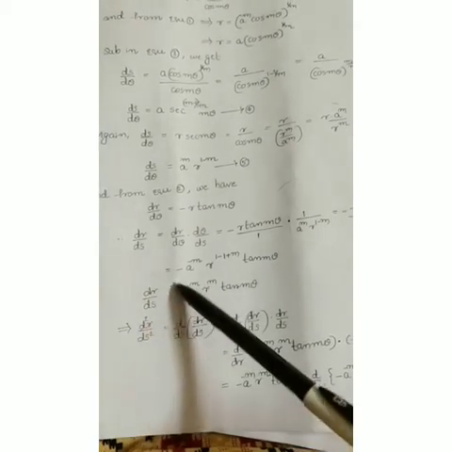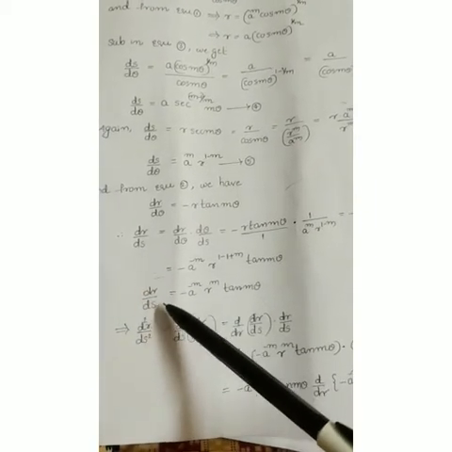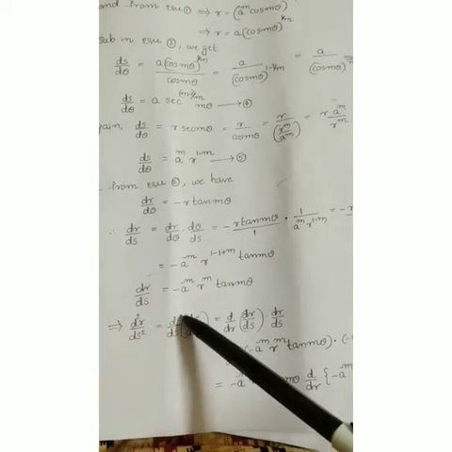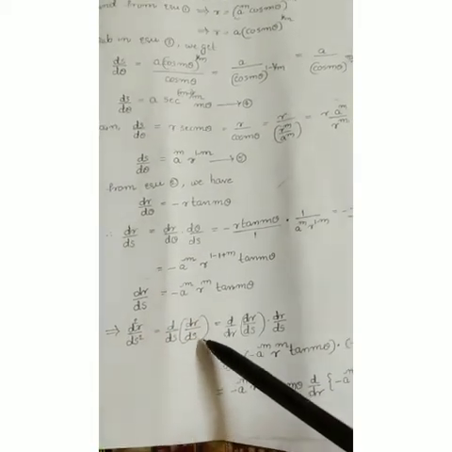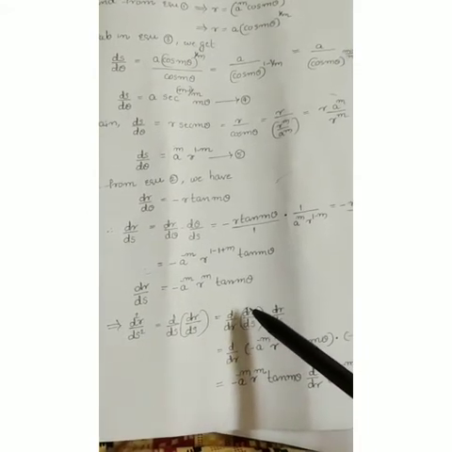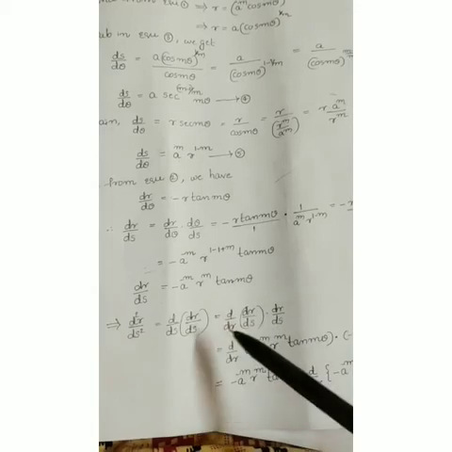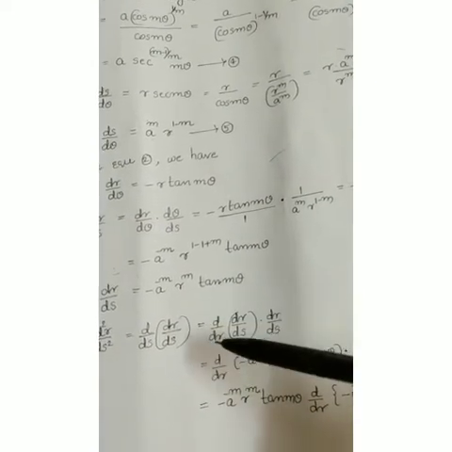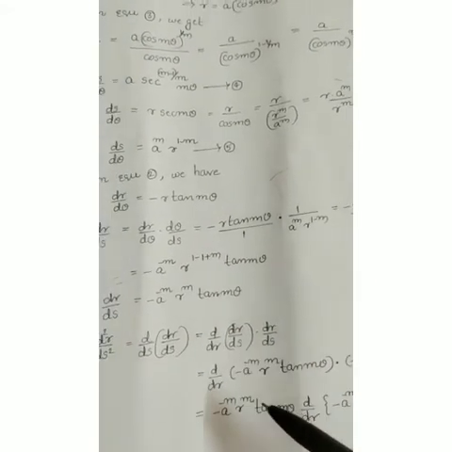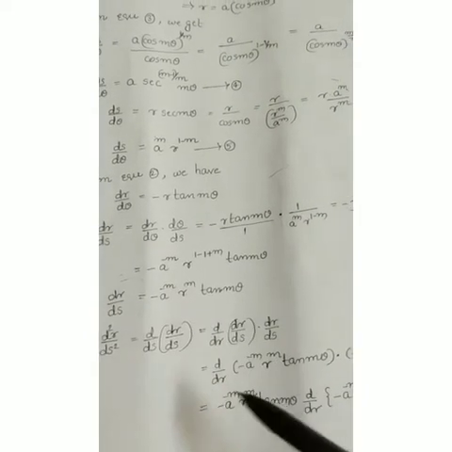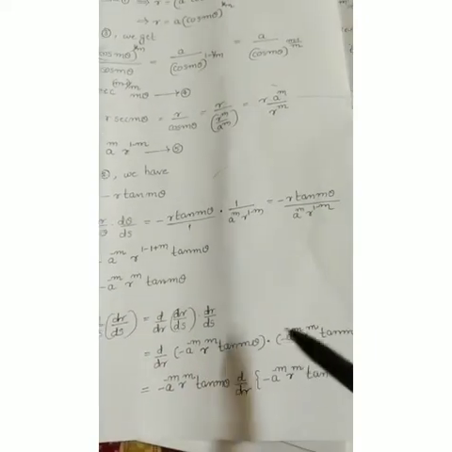Now differentiating this dr by ds, we get d square r by ds square. So d square r by ds square is d by ds of dr by ds, but this can be written as d by dr of dr by ds into dr by ds. Then dr gets cancelled, and we get d by ds of dr by ds. So d by dr of dr by ds value, where dr by ds is minus a to the power of minus m into r to the power of m into tan m theta, into dr by ds, which is minus a to the power of minus m into r to the power of m into tan m theta.